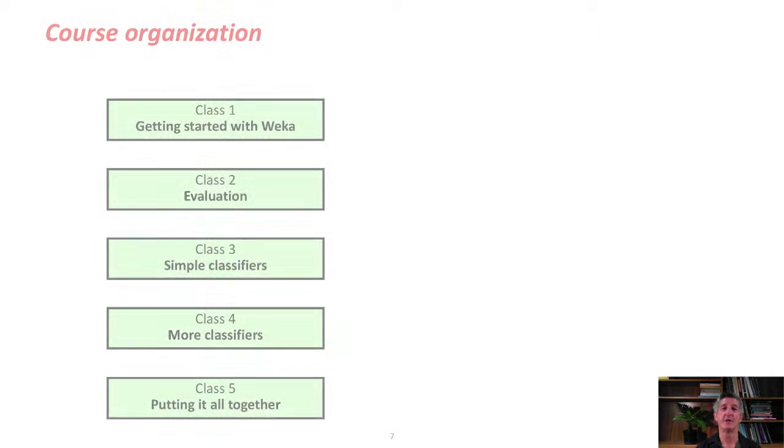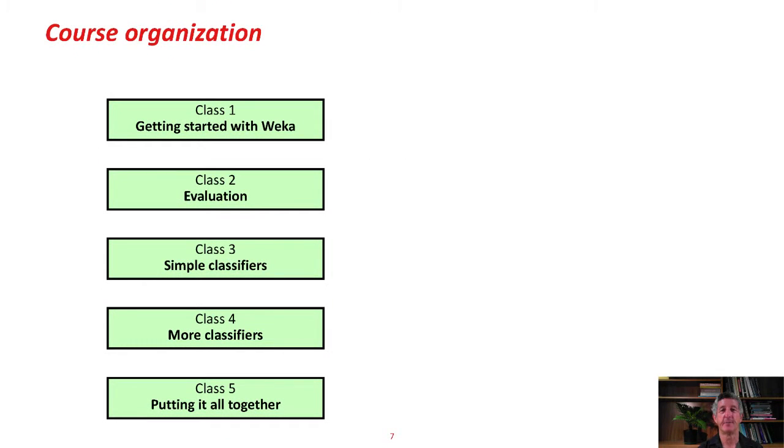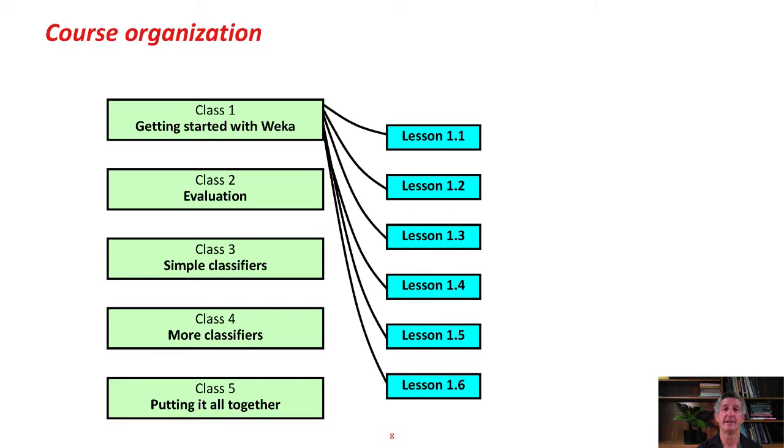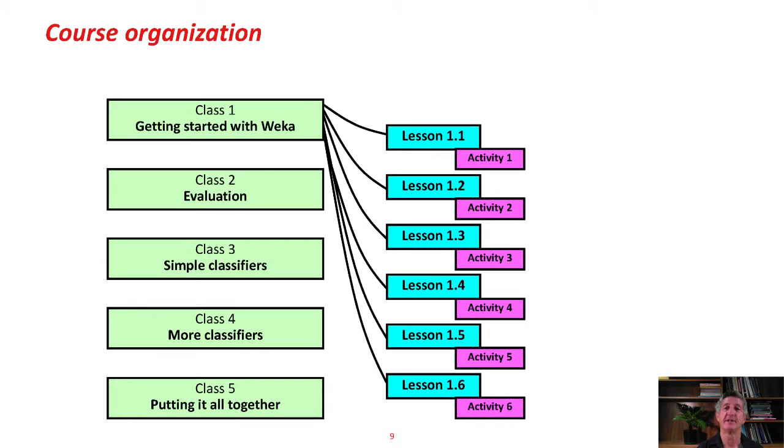Here's the structure of the course. There's 5 classes altogether, and each class consists of about 6 lessons. So class 1, getting started with Weka, then we're going to look at evaluation in class 2, simple classifiers in class 3, more classifiers in class 4, and putting it all together in class 5. And these are the lessons in class 1, 6 lessons.